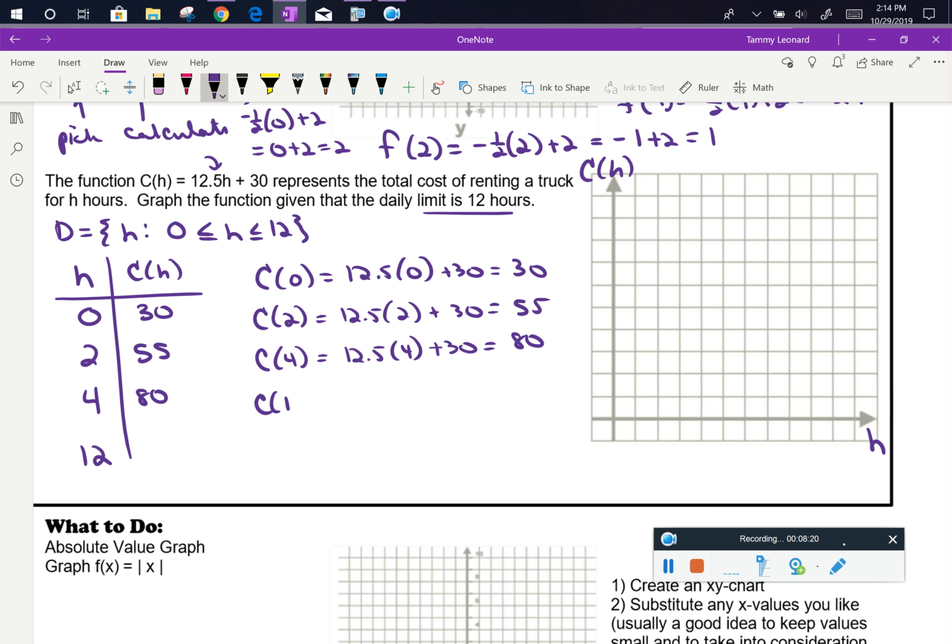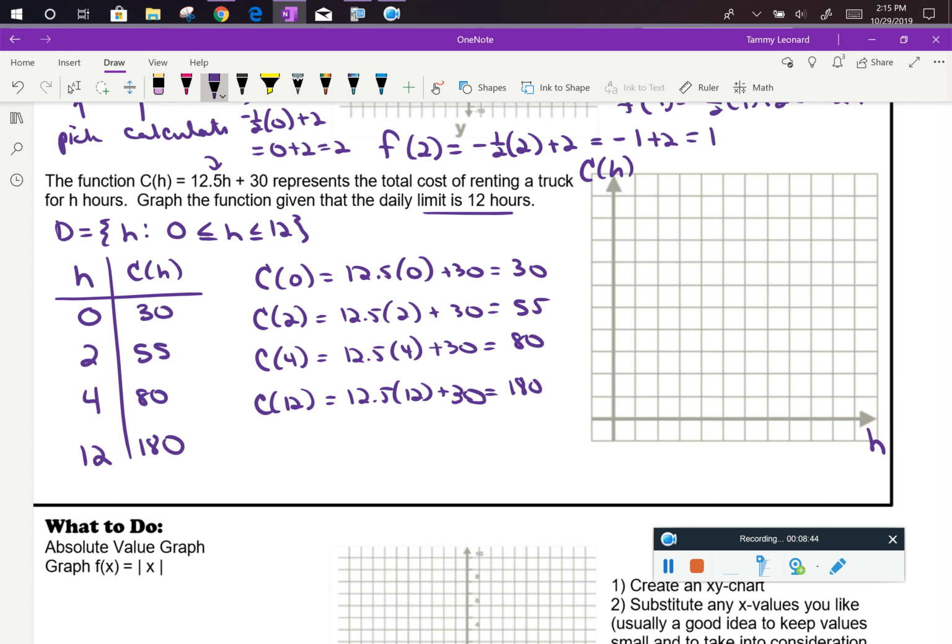Now, C of 12 is a bit of a larger number. You might want to grab your calculator for this one. When you do, you'll see that 12.5 times 12 is 150, and 150 plus 30 is 180. So the most it could cost you to rent this truck is $180, since you're not allowed to keep it for longer than that.